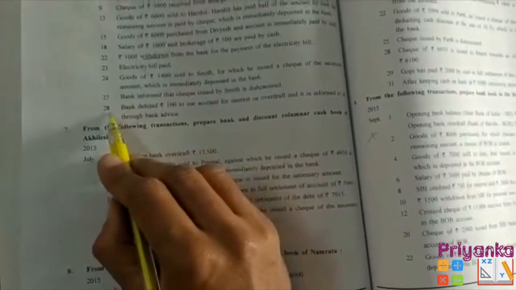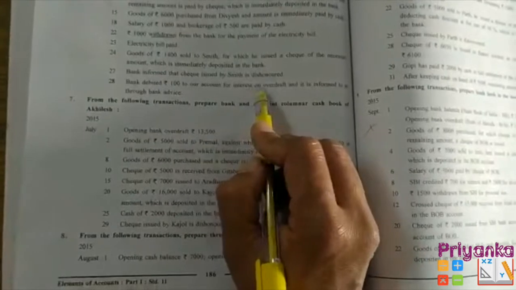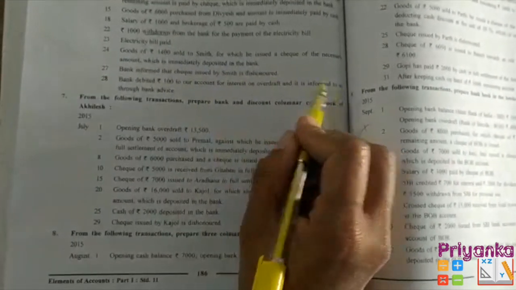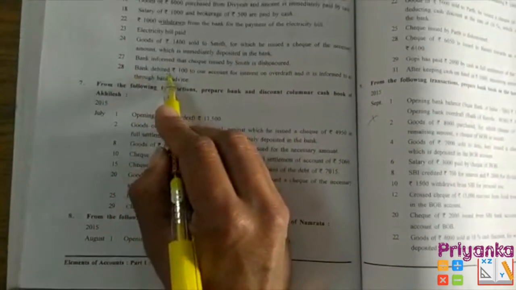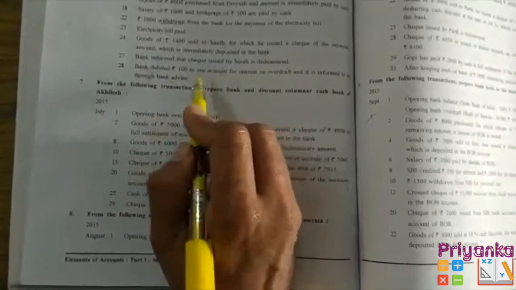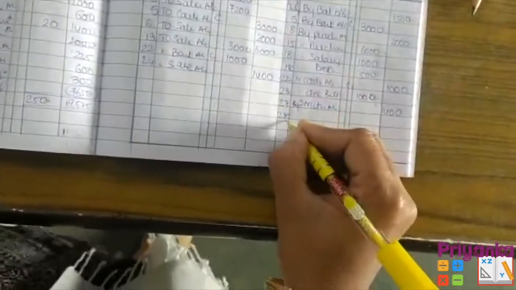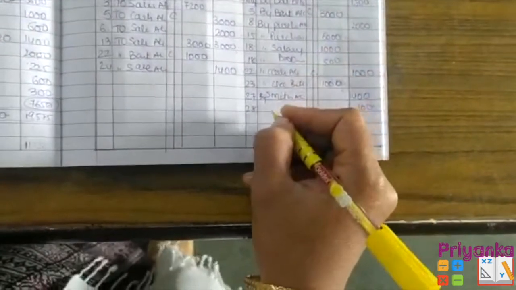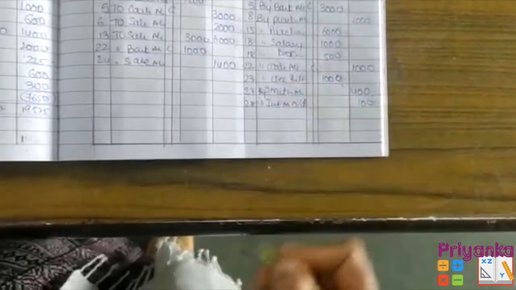Next, 28. Bank debited 100 to our account for interest on overdraft. It means our expense, and it has been informed to us through bank advice. Now this bank has debited, means पैसा गया, हमारा पैसा for interest on overdraft, it has been removed, 100. So here we have to come to the 28th date into the bank column, 100, and show that due to interest on overdraft it has been removed.